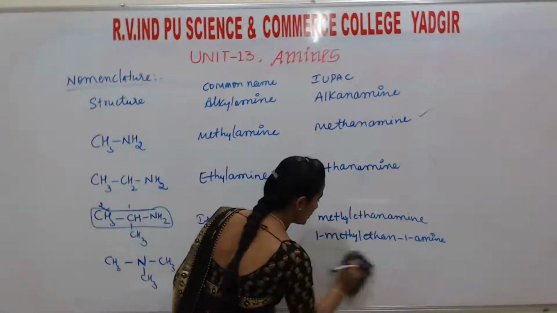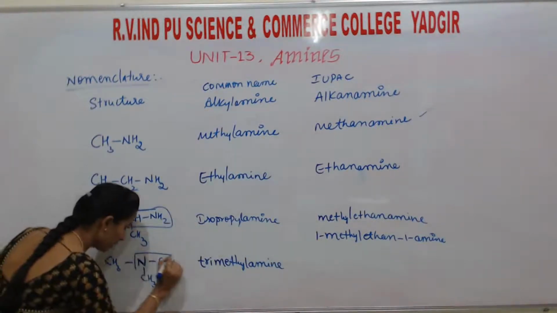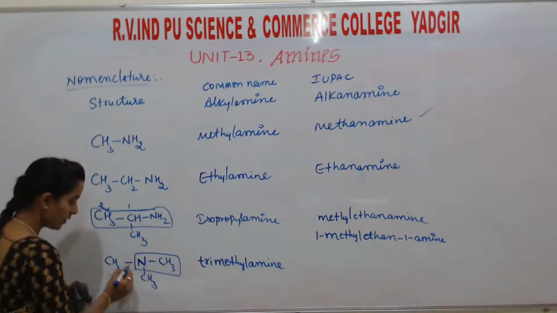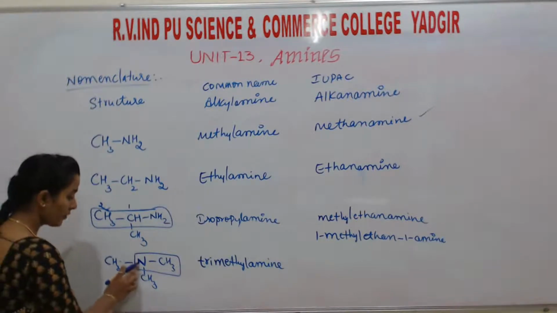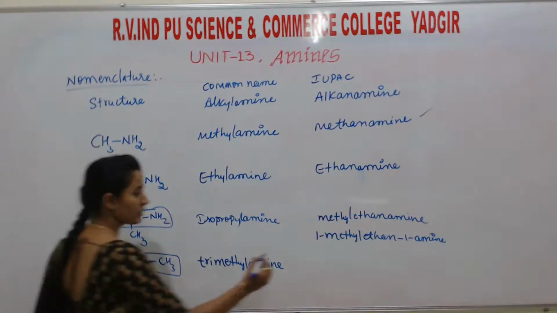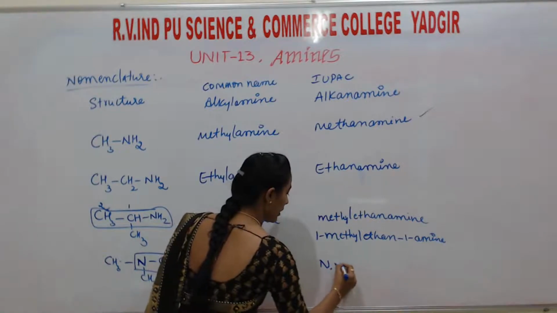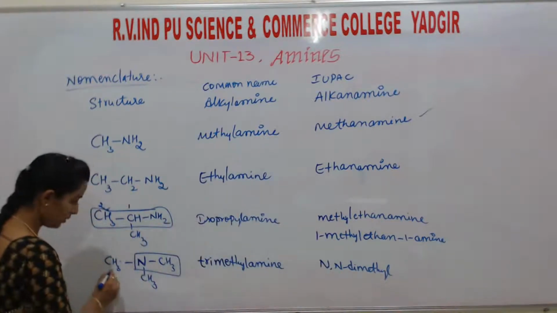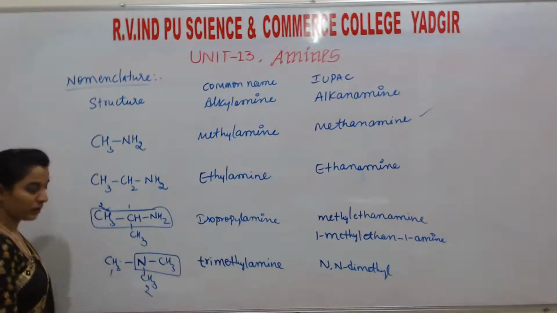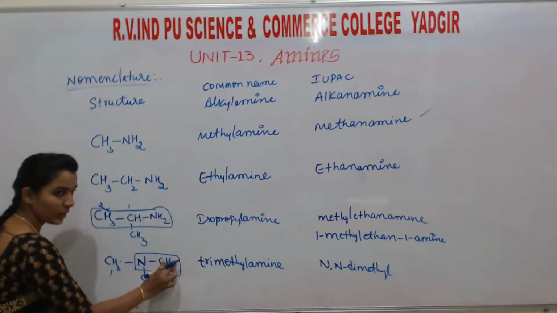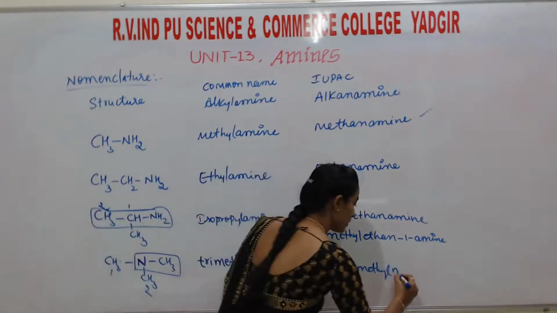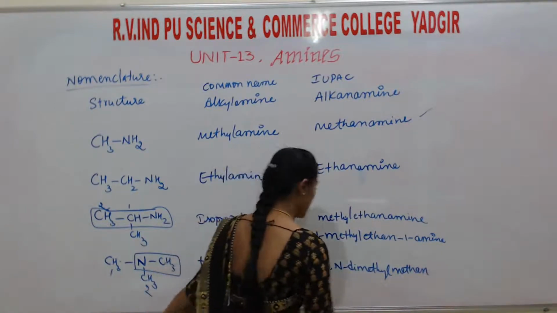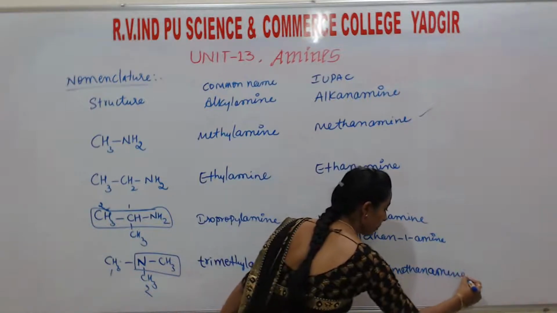So listen, one parent chain we have to consider this one. Correct? So this is the parent chain, which means these two become substituents. At which position? N position. So this is N, N dimethyl. These are the substituents, this one and this one. This is the parent chain, which means methane. Only one carbon atom is there. That is methane. And this N means that is amine.